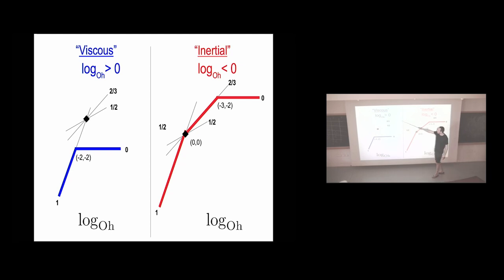We had the case where the Ohnesorge number was greater than 1, where we had viscocapillary and then it stopped. And then we had the case where the Ohnesorge number was smaller than 1. It was viscocapillary, inertial capillary, and then it stopped.